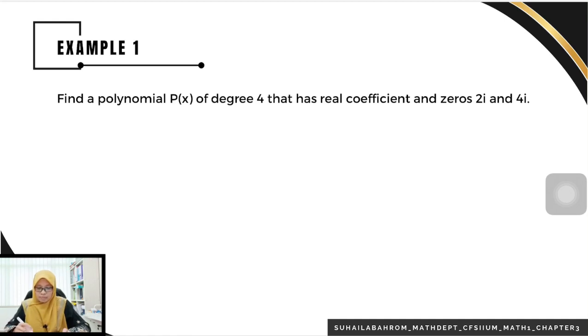Find a polynomial P(x) of degree 4 that has real coefficients and zeros 2i and 4i. Since we know two of the zeros, 2i, automatically negative 2i is also a zero. And given 4i is a zero, automatically negative 4i, which is the conjugate, is also a zero of the polynomial.